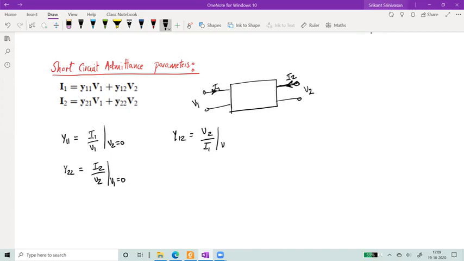And this is when V1 is equal to 0. I1 over V2, my apologies. And Y21 is I2 over V1 when V2 is equal to 0. So the reason these are admittance is because it's very obviously current over voltage, and the word short circuit is used because in this case you're setting V1 0, V2 0.